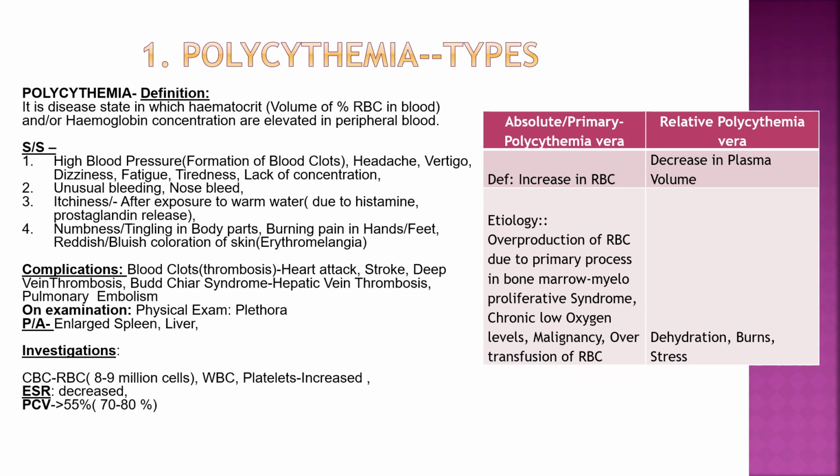There are two types, absolute or primary polycythemia vera and relative polycythemia vera. Primary can be because of an increase in RBC, overproduction of RBC due to a primary process in bone marrow: myeloproliferative syndrome, chronic disease, low oxygen levels, malignancy, over transfusion of RBCs. Relative can be a decrease in plasma volume, so decreased water, loss in dehydration, burns, stress.